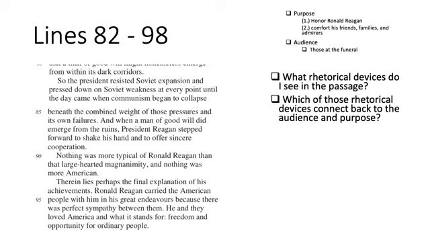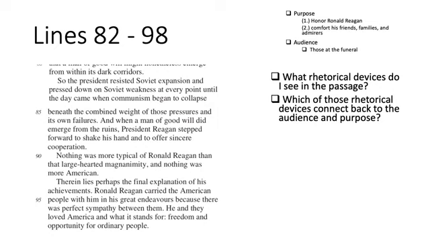Lines 82 through 98. So the president resisted Soviet expansion and pressed down on Soviet weakness at every point until the day came when communism began to collapse beneath the combined weight of those pressures and its own failures, and when a man of goodwill did emerge from the ruins. President Reagan stepped forward to shake his hand and offer sincere cooperation.